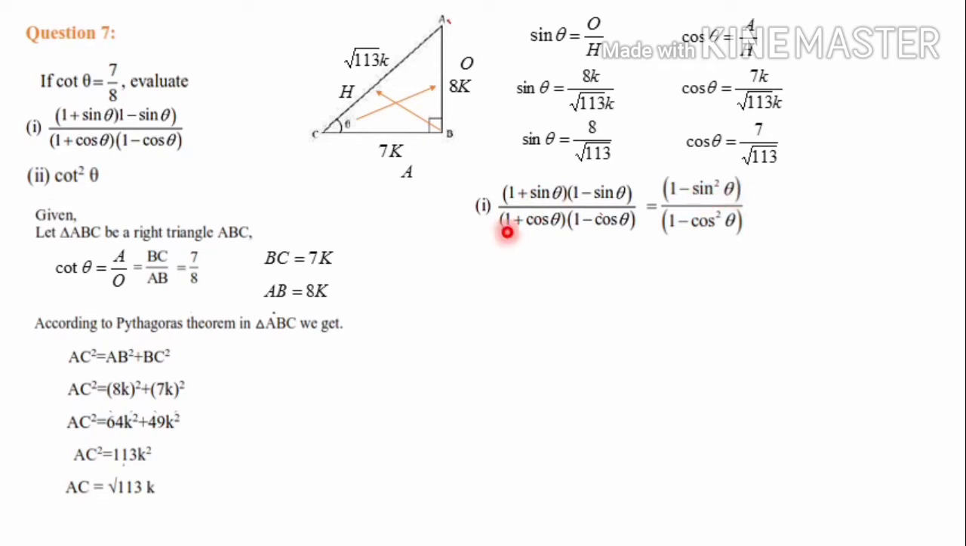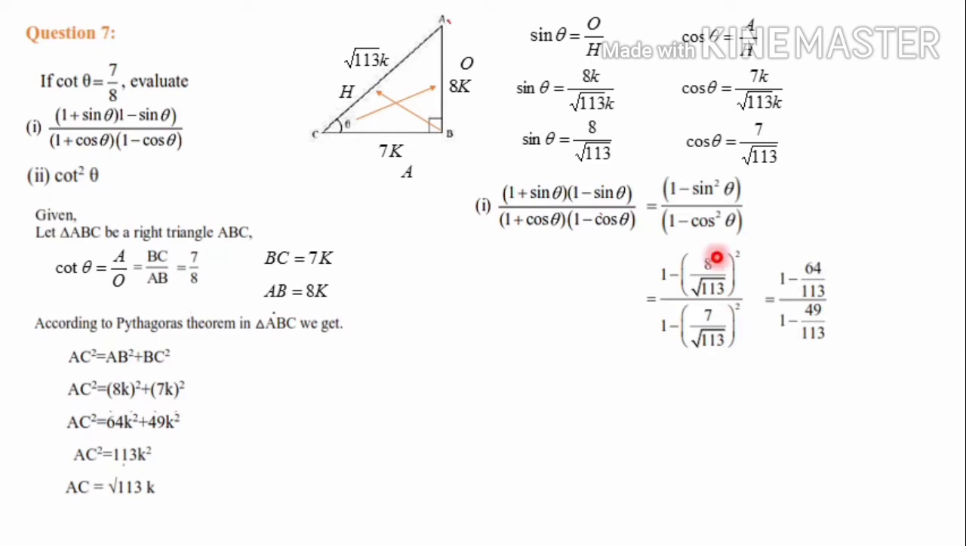A similar formula we have to use here: (1 plus cos theta)(1 minus cos theta) is in the form (a plus b)(a minus b), so a square minus b square. So here we have got 1 minus cos square theta. Sine theta we have the value 8 divided by root of 113, so we substitute here 8 divided by root 113 the whole square, divided by 1 minus cos square theta. Cos theta we have here 7 divided by root 113. When you substitute it here, 7 divided by root 113, the whole square will come.